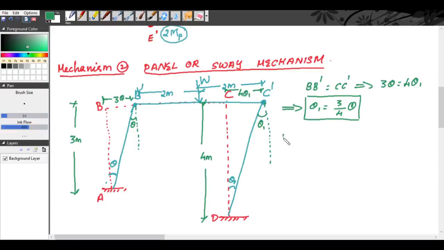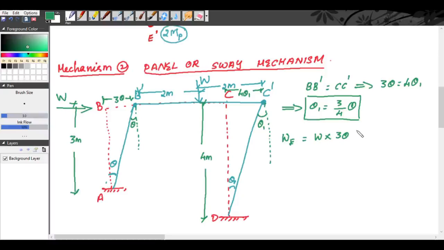Okay. Now we will take external work done is equal to, we have two loads, right? You have one load here also. We have a concentrated load at B. So for this concentrated load, the load into distance under the load. So that is W into distance moved under the load is 3 theta. Plus you have this load into distance moved under the load is 0. For sway mechanism, distance moved under this load will be 0. So it is a 0. So you get 3 W theta.